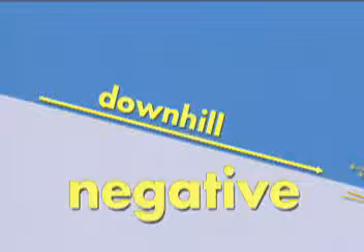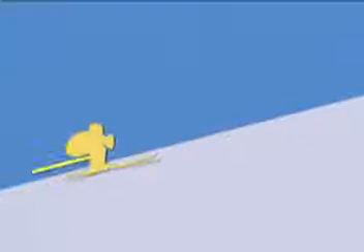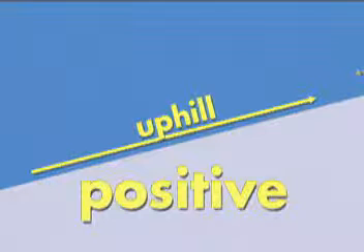Here are a few tricks to help you remember which is which. Think of a skier skiing on a graph. A skier on a line that slopes down from left to right skis downhill. If you think of down as negative, you can remember that lines that go downhill have negative slopes. A skier on a line that slopes upward from left to right goes uphill. If you think of up as positive, you can remember that lines that go uphill have positive slopes.